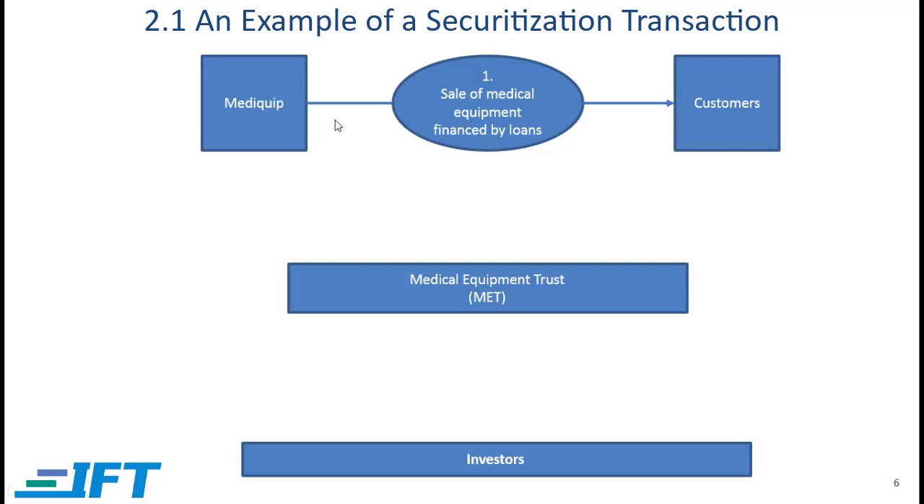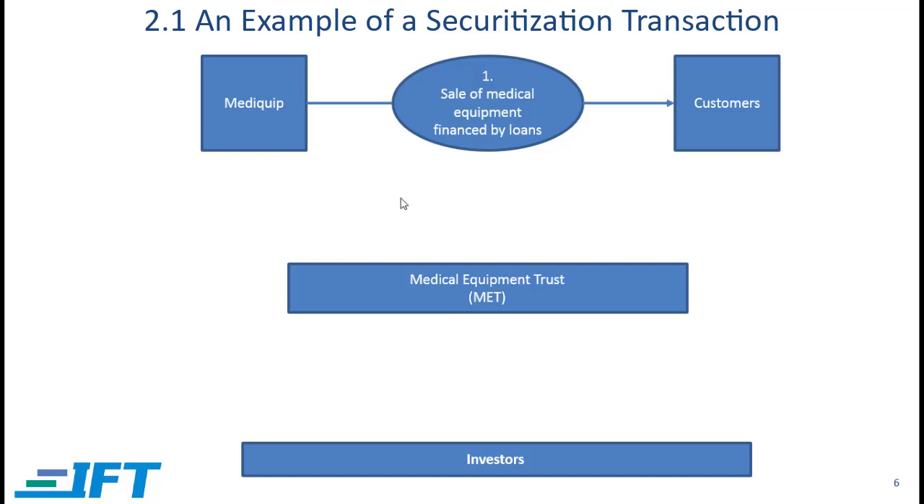Assume that at a given point in time, the total loan receivable is $200 million. And now Mediquip also wants to raise $200 million in cash. So one option can be to issue corporate bonds, but Mediquip realizes that when it issues corporate bonds, the cost of borrowing might be relatively high.